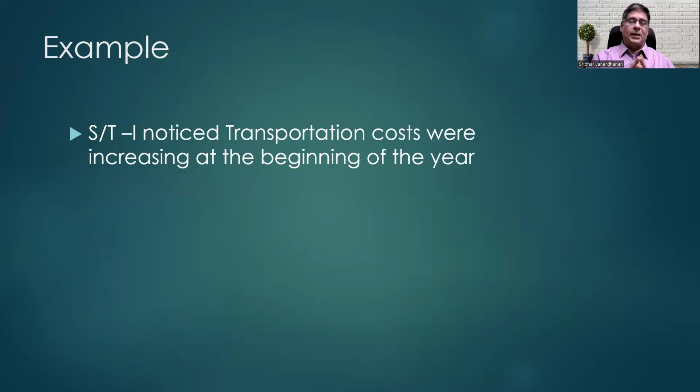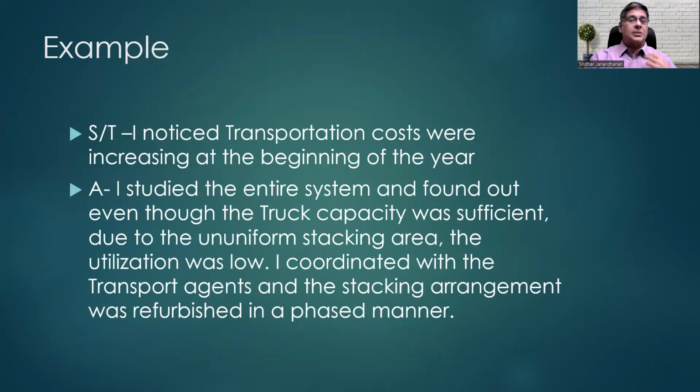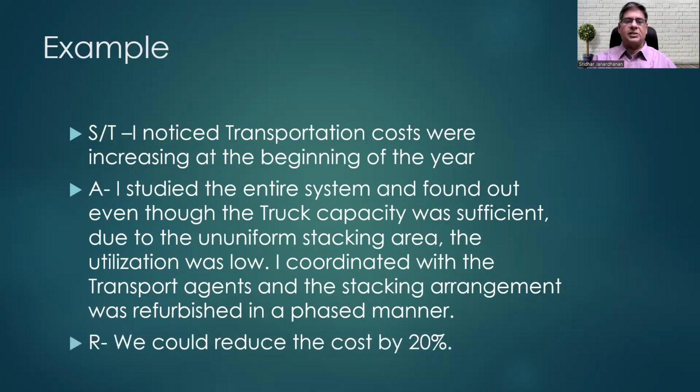So my response would be, for situation or task, I will say, I noticed that transportation costs were increasing at the beginning of the year. As part of action, I would say, what I did was I studied the entire system and found out that even though the truck capacity was sufficient, due to the uneven stacking area, the utilization was low. I coordinated with the transport agents and the stacking arrangement was refurbished in a phased manner. And for R, I would say because of this, we could reduce the cost by 20%.